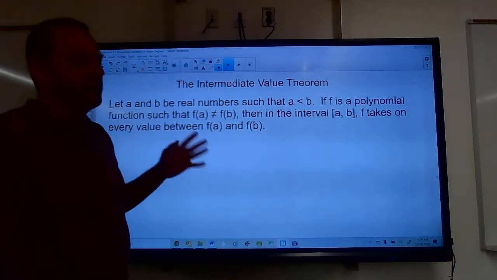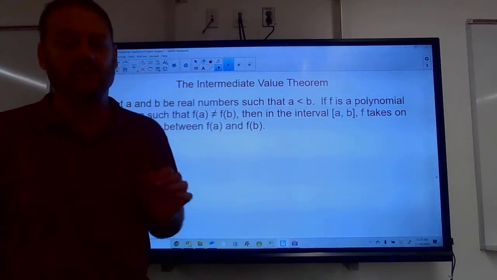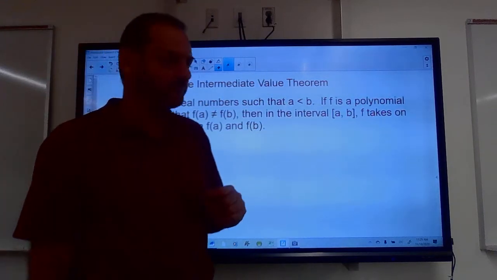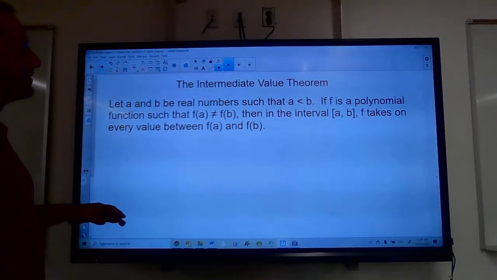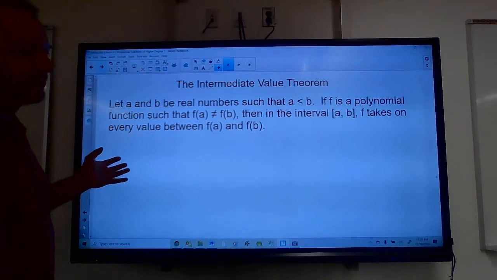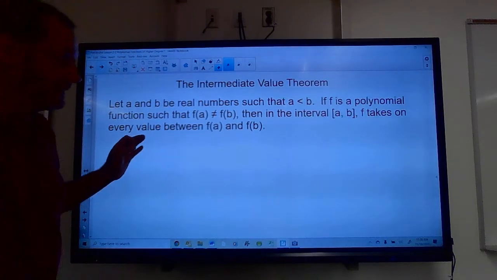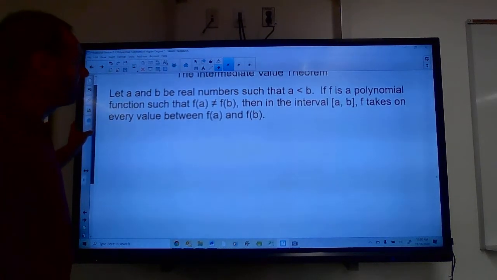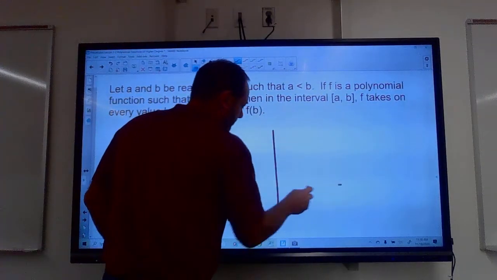One of the skills you need if you're going to take any higher level math is being able to read a math textbook. This is straight out of the textbook. So you read that and your brain explodes. What in the world? I don't understand it. You need to go back and figure out what that means. One of the ways you can do that is to sketch a picture. So I'm going to sketch a picture.